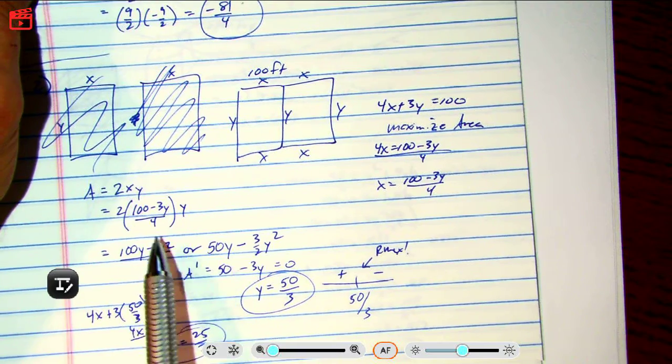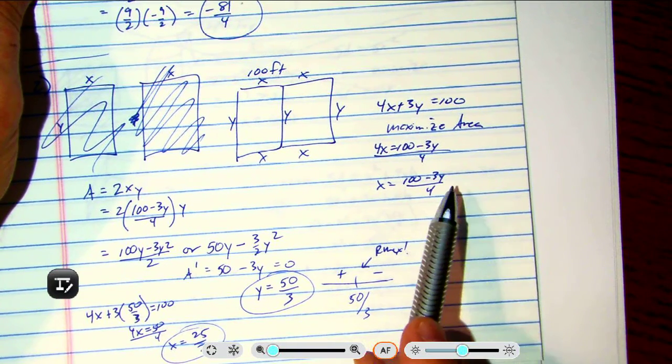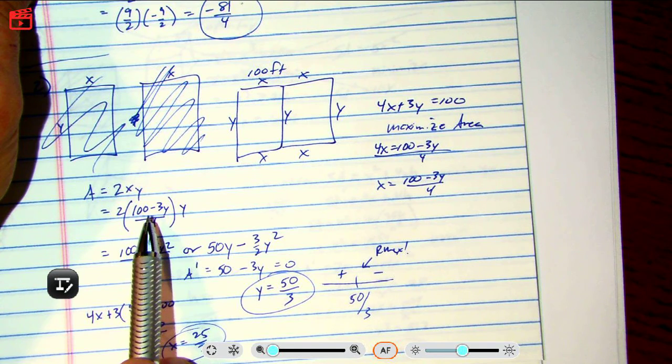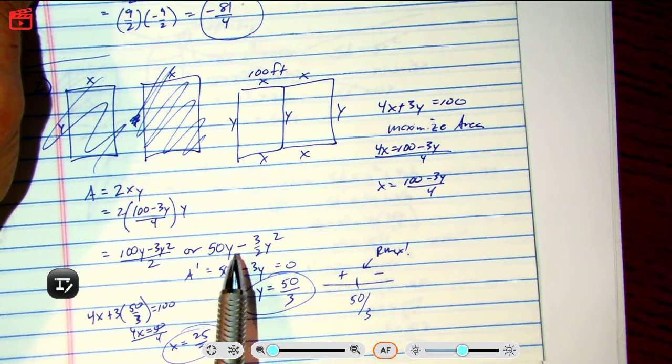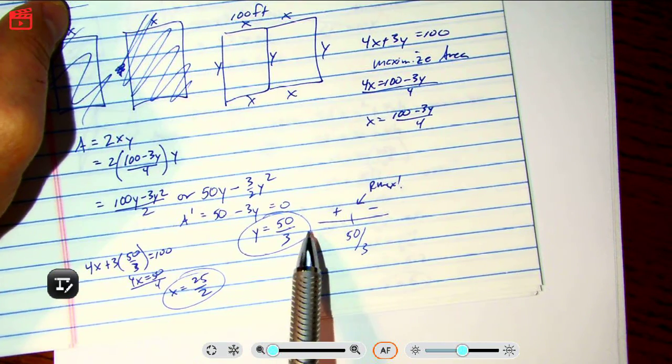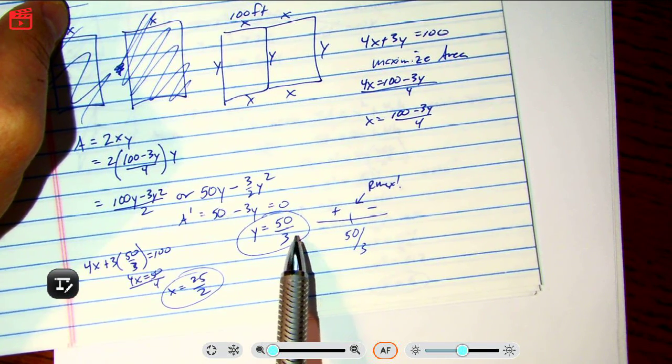Okay, so once again, you isolate one of the variables here, plug it into your area because we're trying to maximize area, and then you got to simplify that before you take the derivative. And when you do that, you find out that the maximum happens when y is 50 over 3.